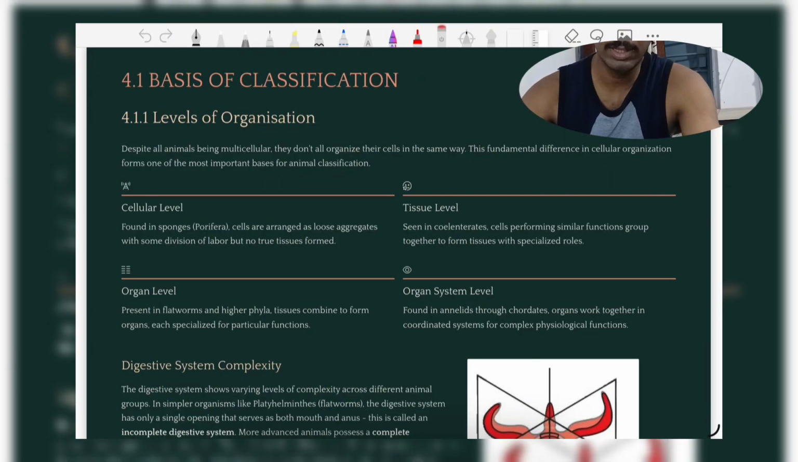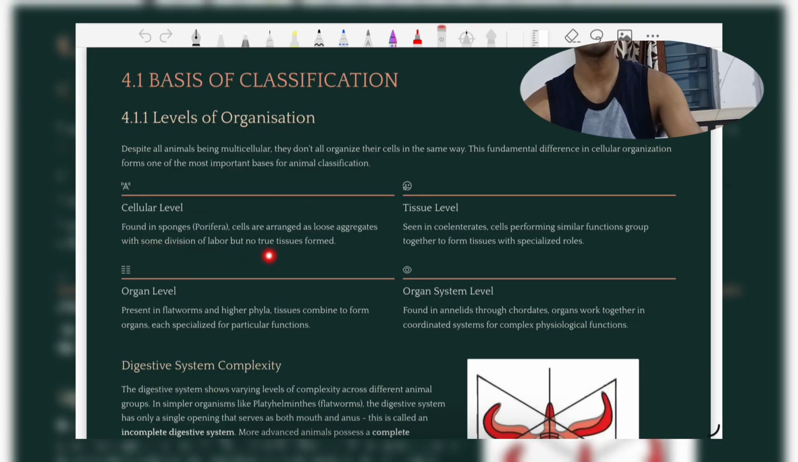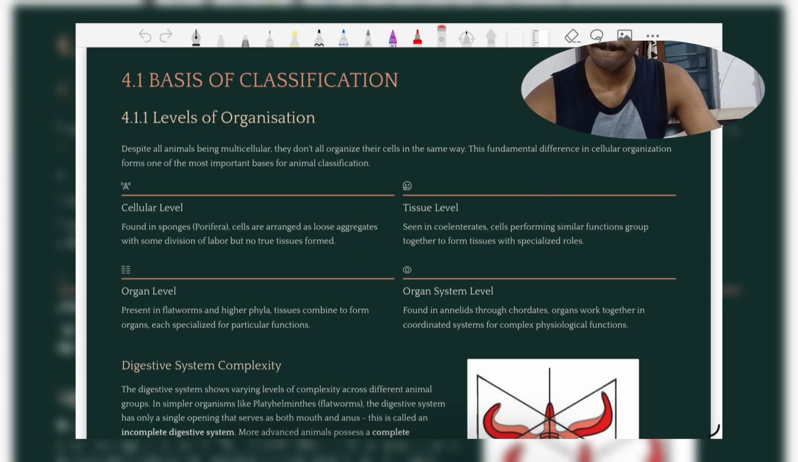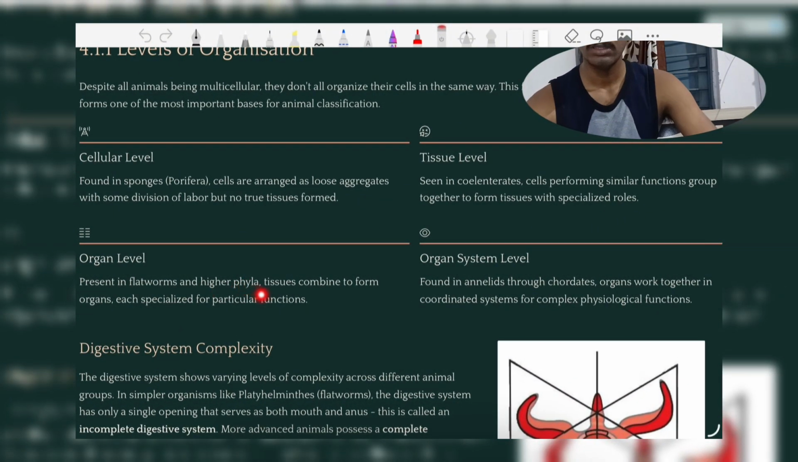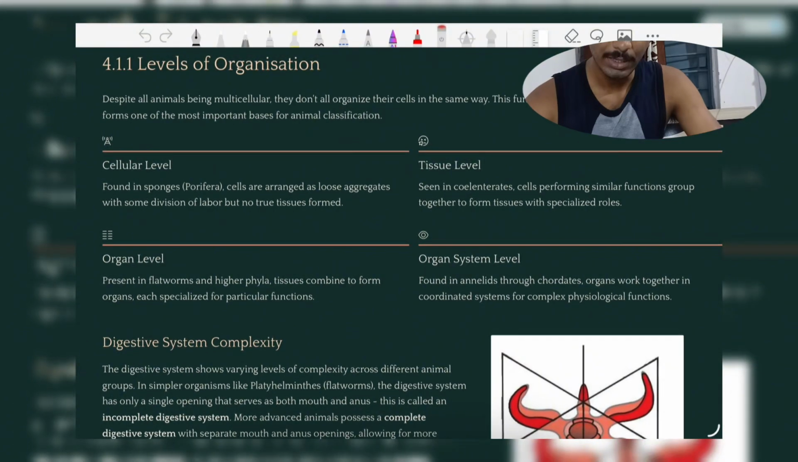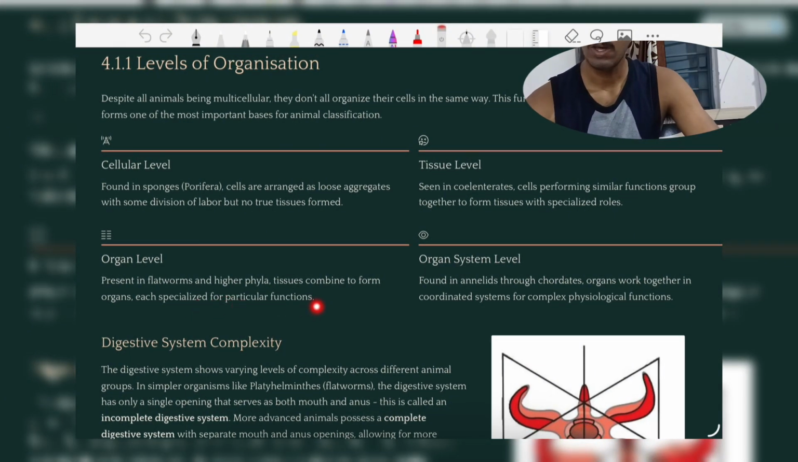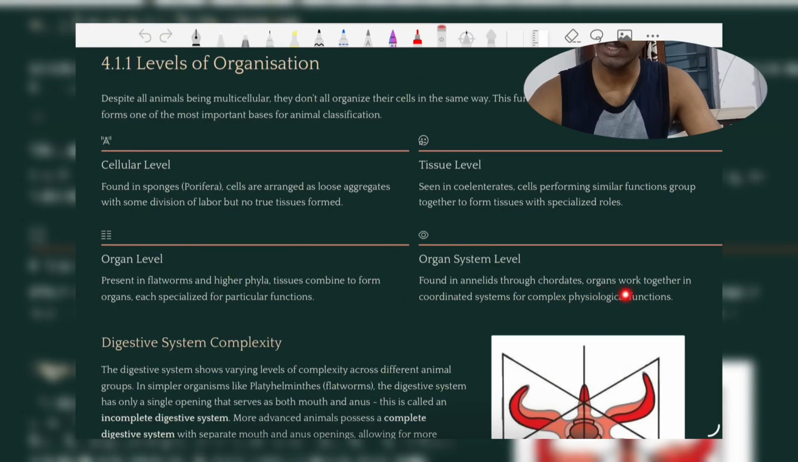The first one being cellular level, found in sponges, Porifera. Cells are arranged as loose aggregates with some division of labor but no true tissues formed. Tissue level, seen in Cnidaria, cells performing similar functions group together to form tissues with specialized roles. Organ level, present in platyhelminthes and higher phyla. Tissues combine to form organs, each specialized for particular functions. Organ system level, found in annelids through chordates, organs work together in a coordinated system for complex physiological functions.